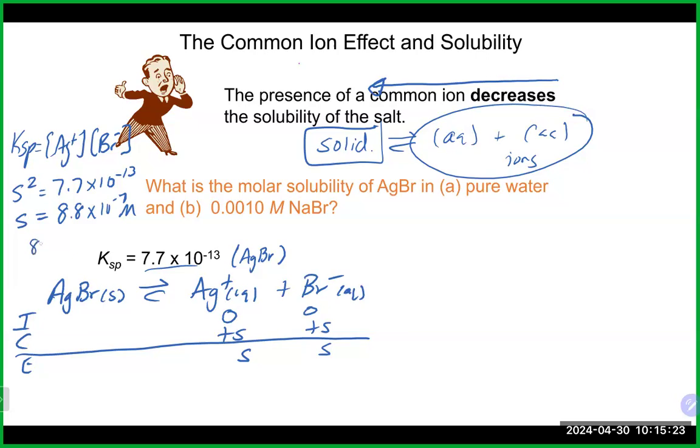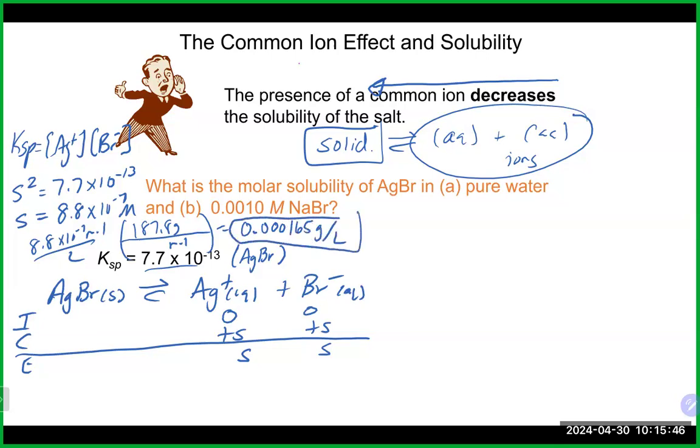So if we took our 8.8 times 10 to the minus 7 moles per liter, times the molar mass of 187.8 grams per mole, that would tell us that we are looking at something like 0.000165 grams per liter as the solubility in grams per liter, which clearly is not a lot to begin with, which is why we again consider silver bromide to be very insoluble.